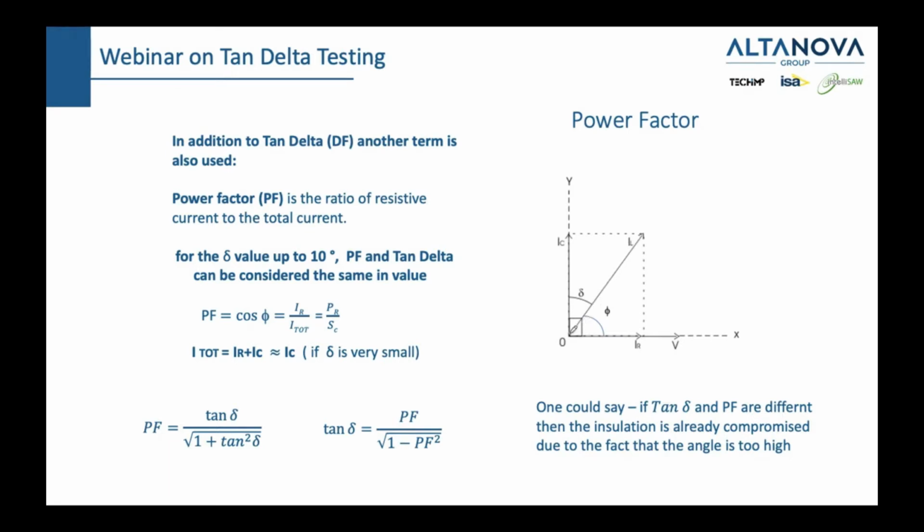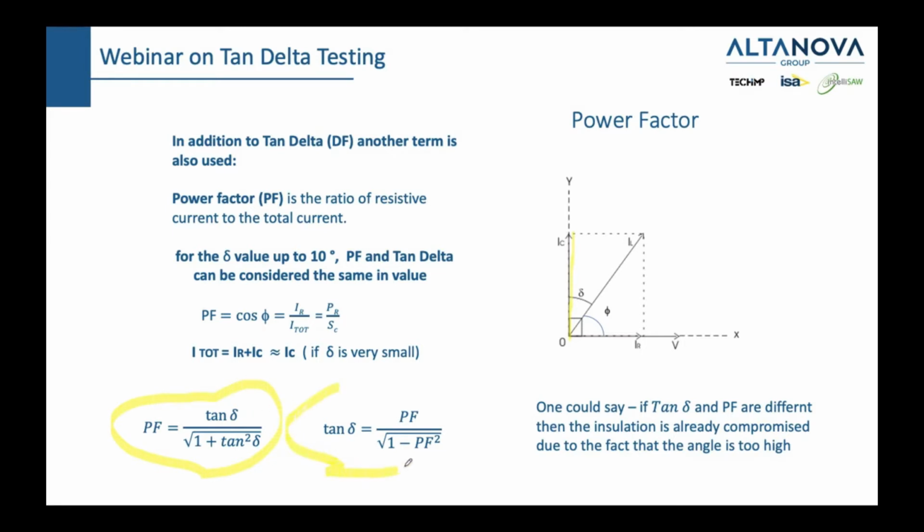And since we said that this angle is very small, let's say this would be your total current, whether I'm dividing this length with this length here, IC, or this length with this length here, the yellow line, it wouldn't make much difference. So one could say also that power factor is cosine phi, while phi would be this angle here, or IR divided by I total.